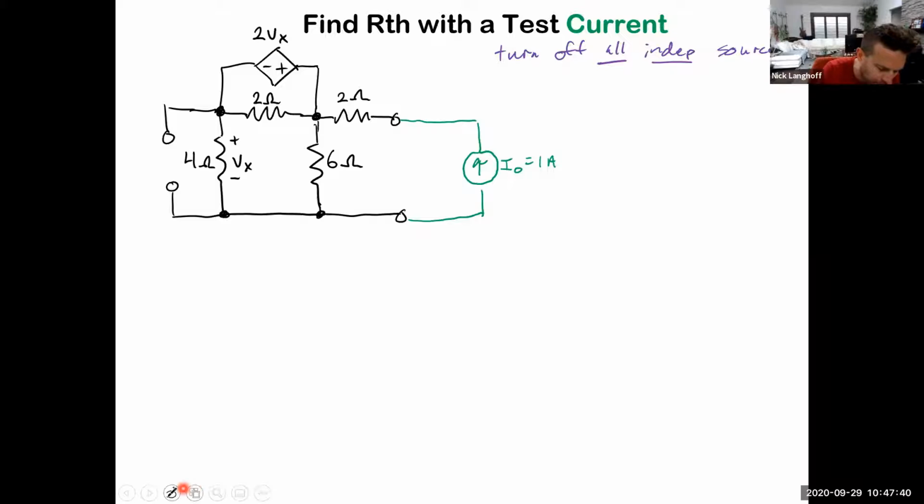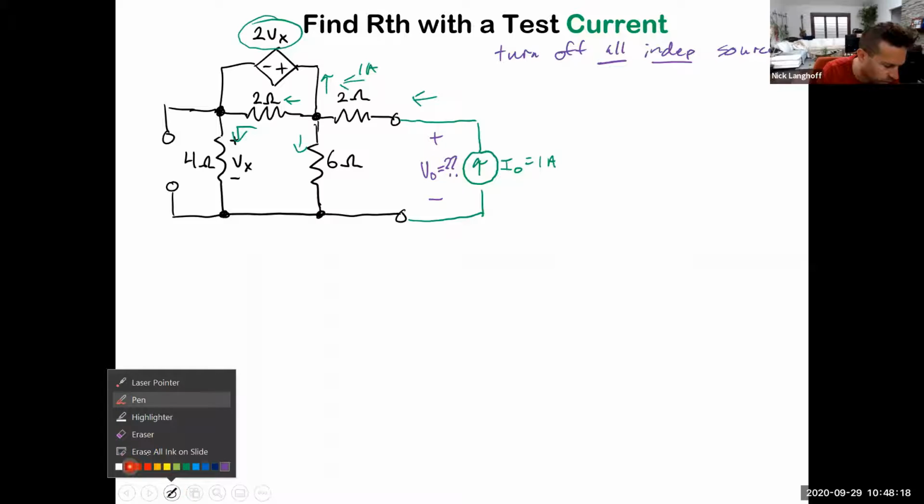Now keep in mind what's going to happen. You're going to apply 1 amp of test current in there. You've got an amp flowing through that 2 ohm resistor. Some of it's going to split up this way, some's going to go that way, some down here, and some of it's going to go through VX, through that 4 ohm resistor, which is going to allow this guy to start to energize. And ultimately, there will be some voltage developed across the port. This V naught here will develop across the port. That's actually what we want to find in this particular example, and the ratio of those values.